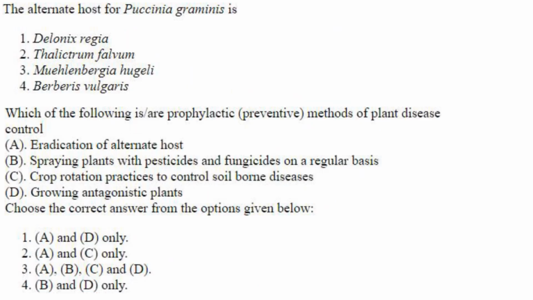Then the alternate host for Puccinia graminis is Berberis vulgaris, B4. Then next one. Which of the following is a prophylactic method of plant disease control? Eradication of alternate host.